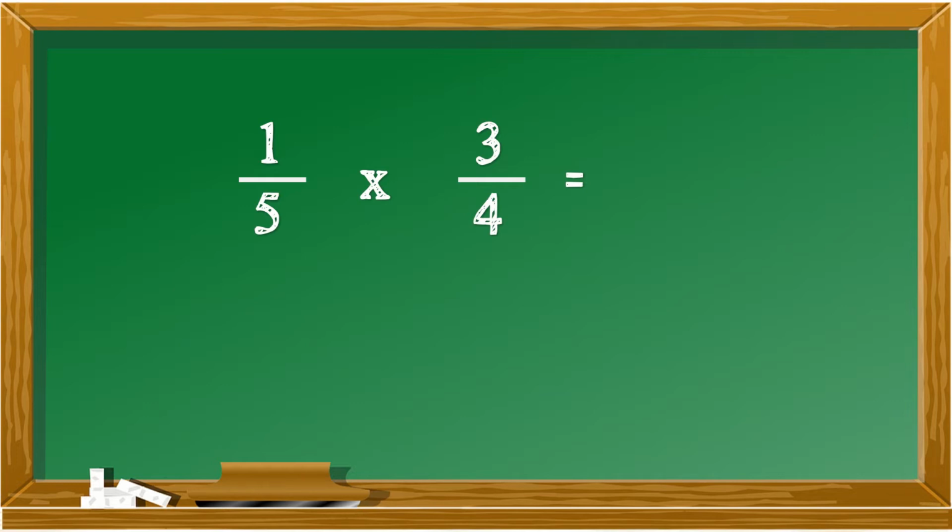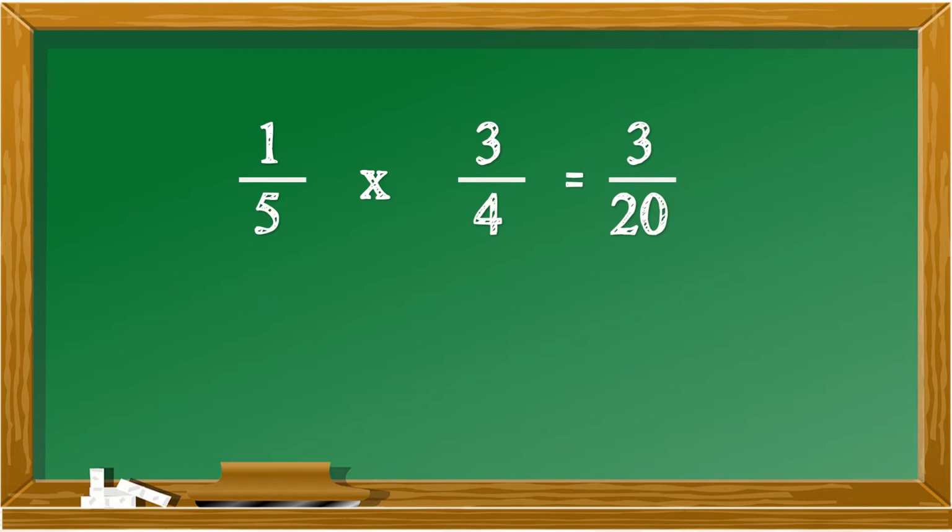Okay, so for this multiplication of fractions, the steps are just simple. We just need to multiply first the numerator to the numerator. 1 times 3, the result is 3. And then multiply the denominator to the denominator. 5 times 4 is 20. So we get 3 over 20.